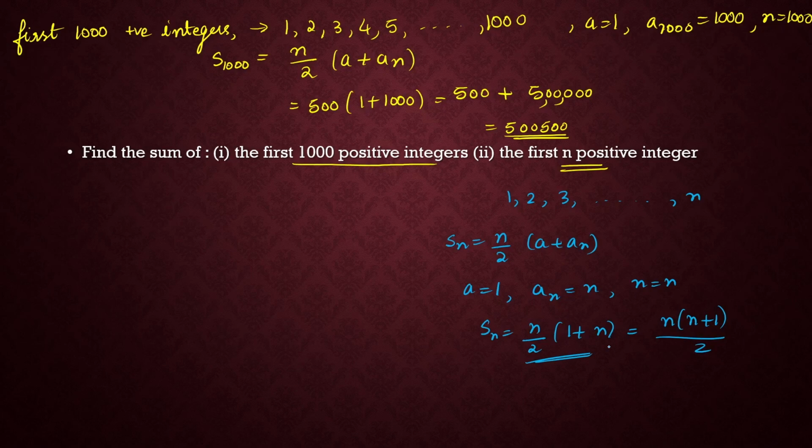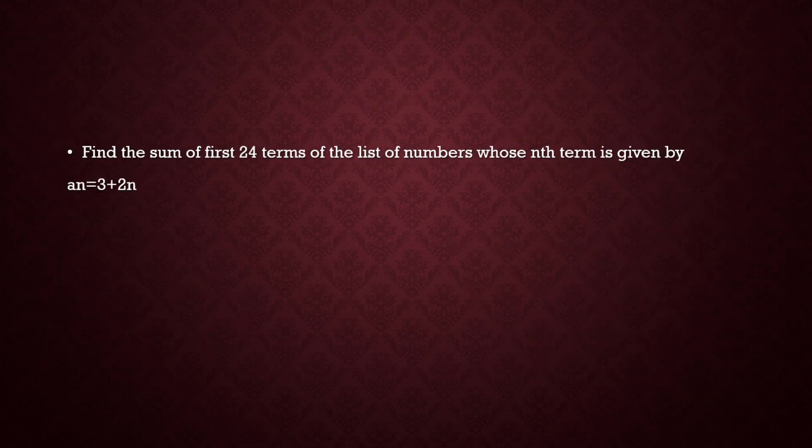This is only the answer. If you want, you can write it as n square plus n by 2. Both are right. Okay, here I've just opened the bracket in the second thing. Let's move on to the next question.